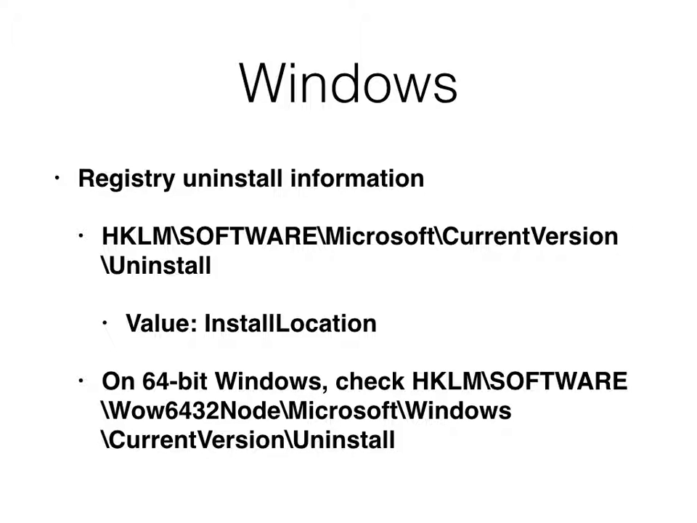Anyway, in the software Microsoft current version uninstall registry key is information about how to uninstall things. And again, on 64-bit Windows, you have a special thing in this WOW 6432 node, which has to do with the virtual machine-like process that's used to run 32-bit apps on a 64-bit OS, which is very convenient for Windows users, but it does involve special extra features throughout the operating system to support that strange activity.